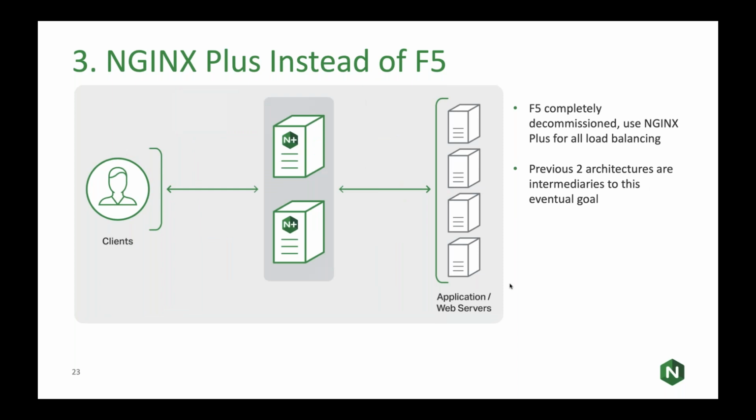And the final one is really completely decommissioning F5 and using NGINX Plus to do all load balancing. So the previous two architectures tend to be an intermediate step into going to this eventual outcome. If you are brave and you just do a complete rip and replace, then this is definitely a capability that you can do. Or if you just aren't actually using any sort of hardware load balancers and are starting with greenfield applications, this is definitely the way to go.